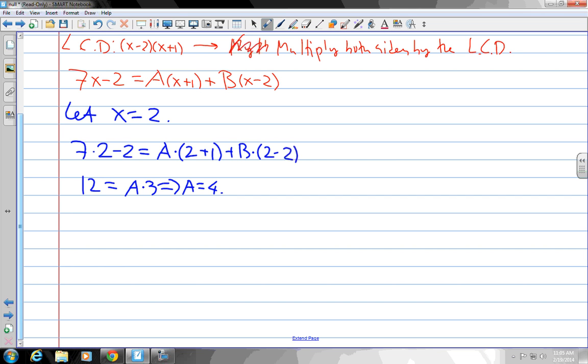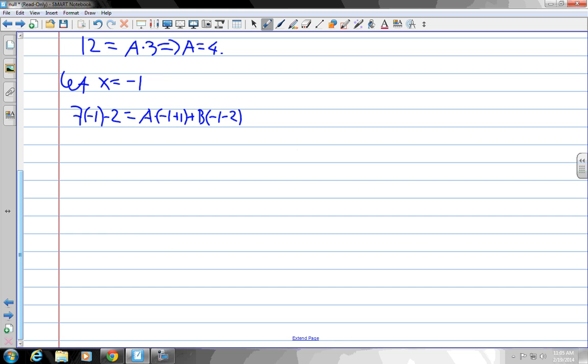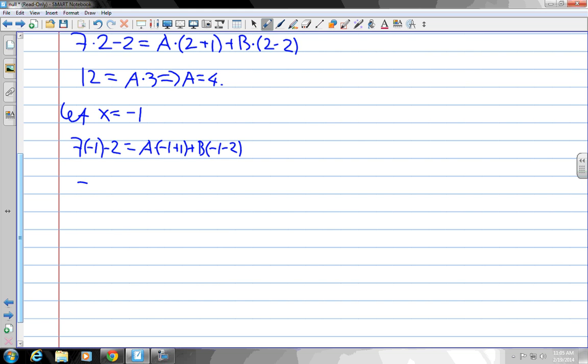So similarly, I can say let x equal -1. You plug -1 for x. So I'm just picking the numbers that kill the parentheses. So I'll end up with 7 times -1 minus 2 equals a times (-1 + 1) plus b times (-1 - 2). So this looks like -9 equals -3b, so therefore b equals 3.